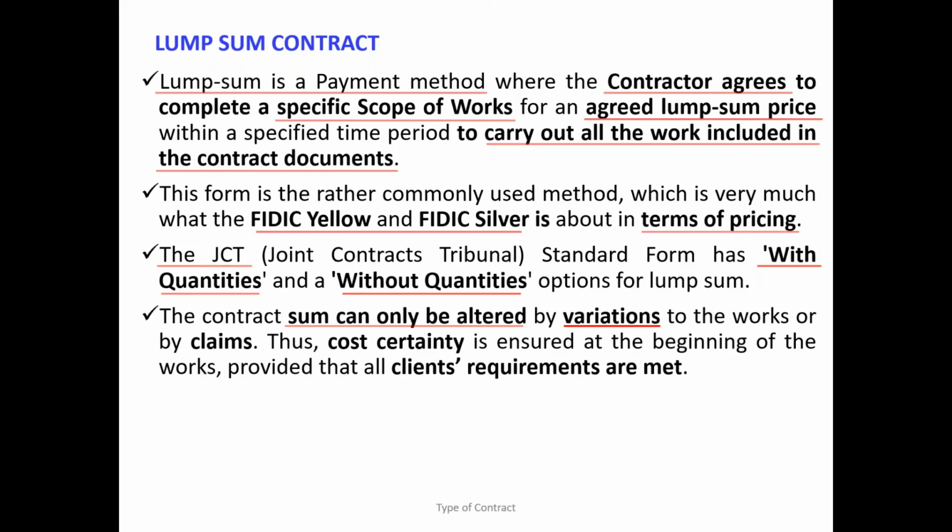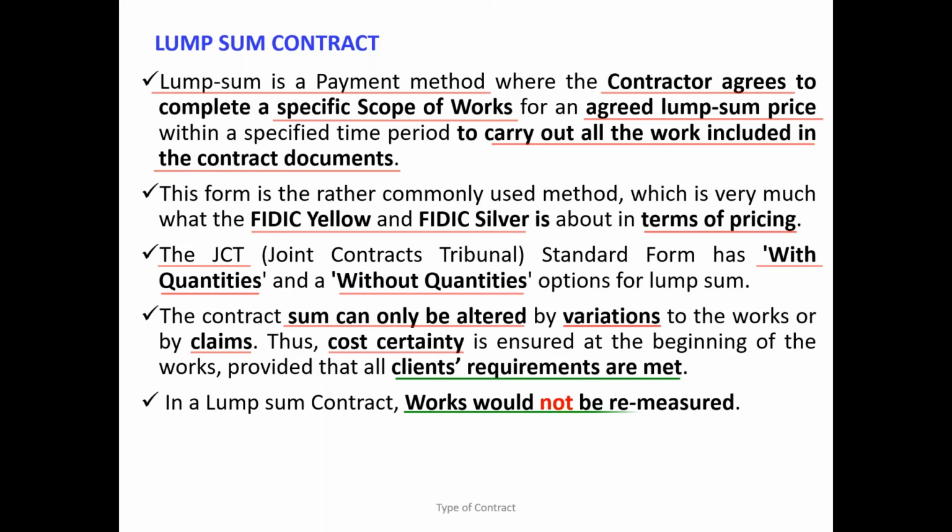Therefore, in the lump sum contract, cost certainty is there when you are signing the contract. But that cost certainty will only be changed by variation or any other claim. Otherwise, that amount will stay the same. And remember this point: the lump sum contract work is not remeasured. Very important point.